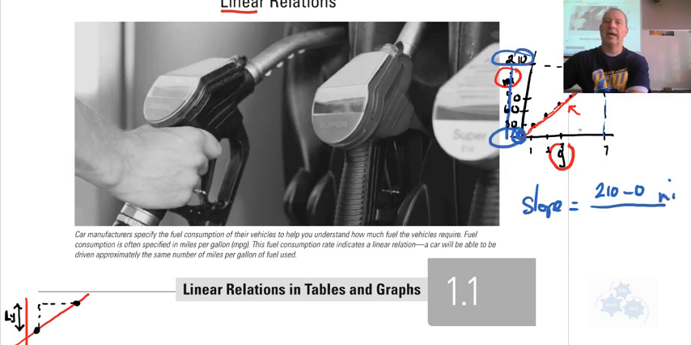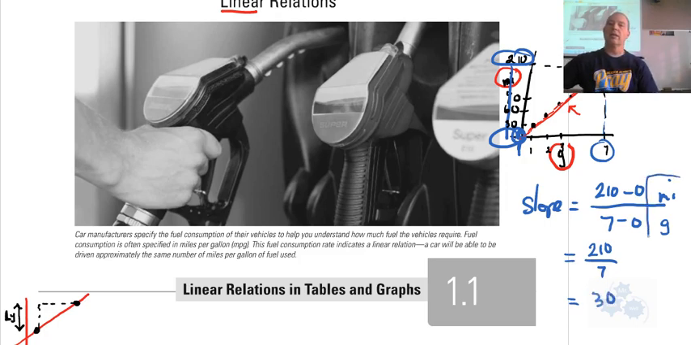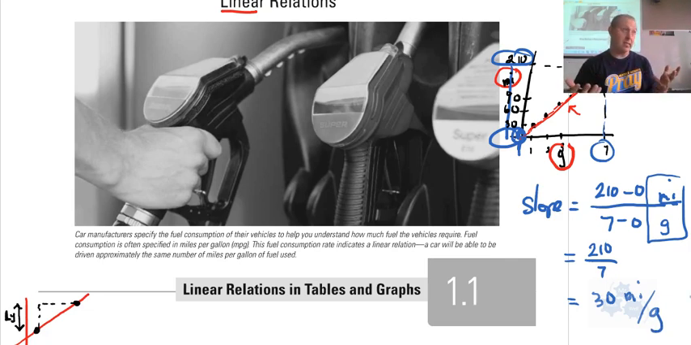And that would be miles. And the run would be 7 minus 0. Guess what that slope is? That is 210 divided by 7, or 30. And look at the units here on our graph. That's miles on top and gallons on the bottom. So guess what? This slope in our linear relation is the rate at which the fuel is consumed. So miles per gallon.